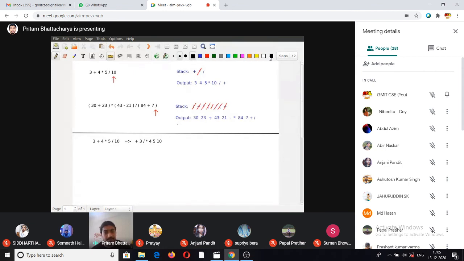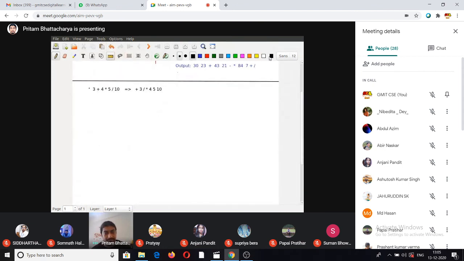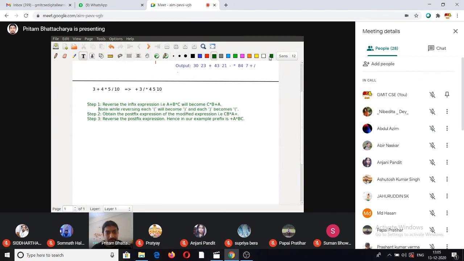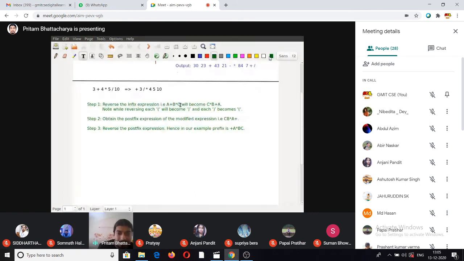So here's the 3 steps you need to follow. First thing, what you do is you reverse the infix expression. Let's do this with the help of an example. Let's say you want to convert a plus b star c into the corresponding prefix expression. First step is you have to reverse the infix expression. So it becomes c star b plus a.